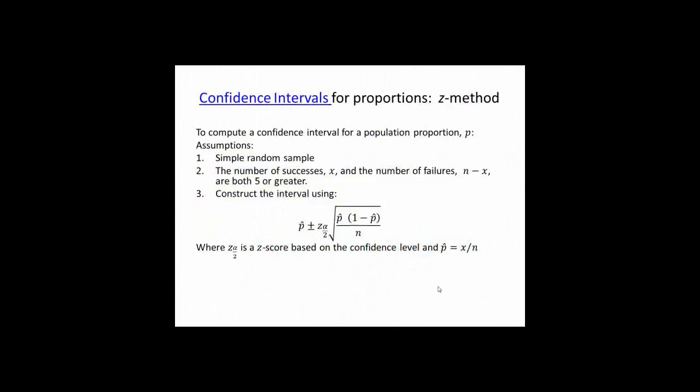About constructing confidence intervals for p hat. So again, the assumptions that we're going to make is that the data was collected was a simple random sample. The number of successes and the number of failures are both greater than 5. So we do a little check. All those conditions are met. Then we can construct our confidence interval using p hat plus or minus.